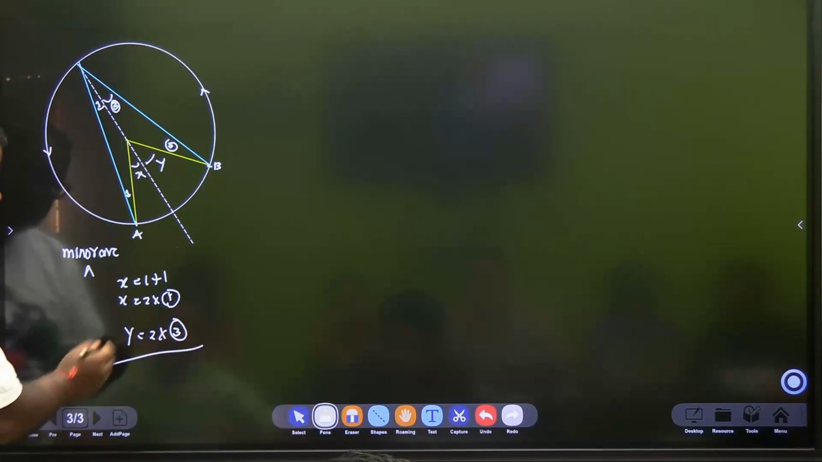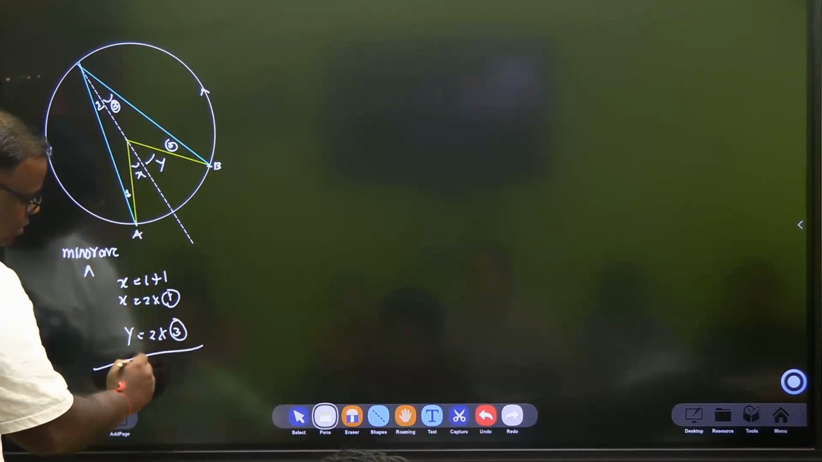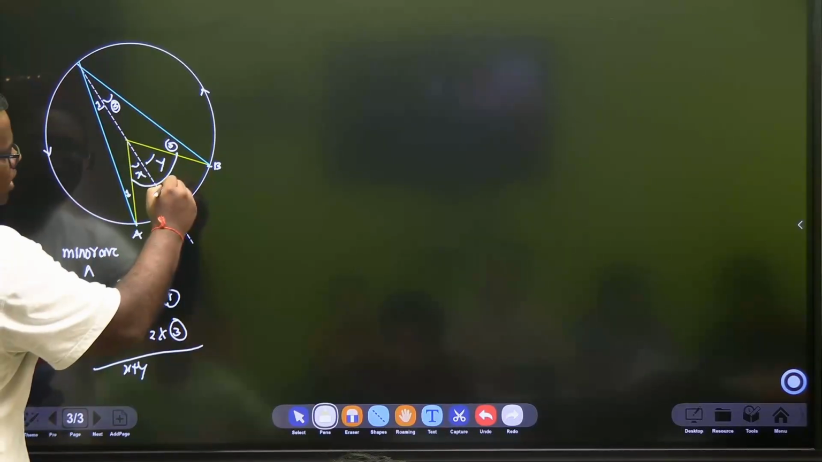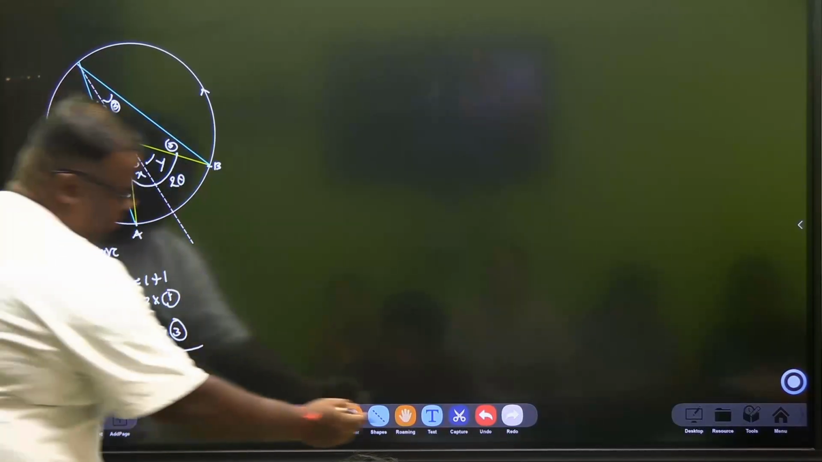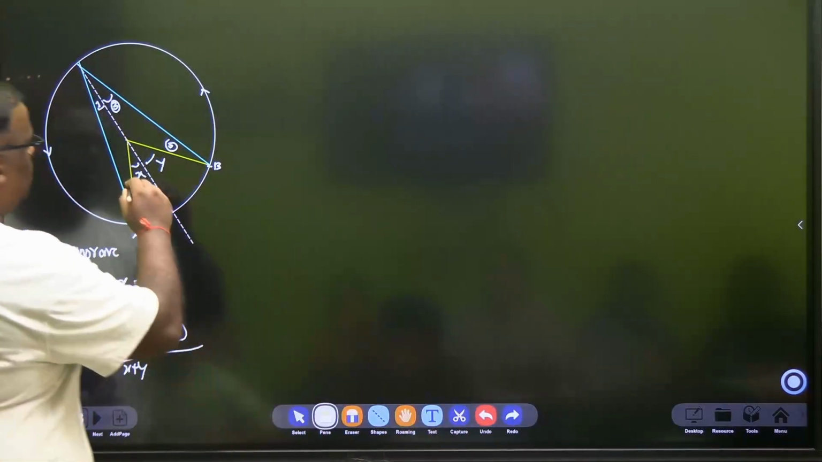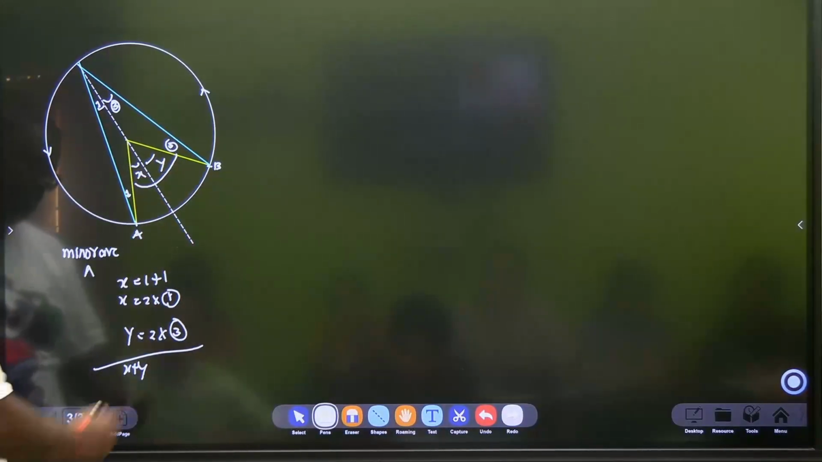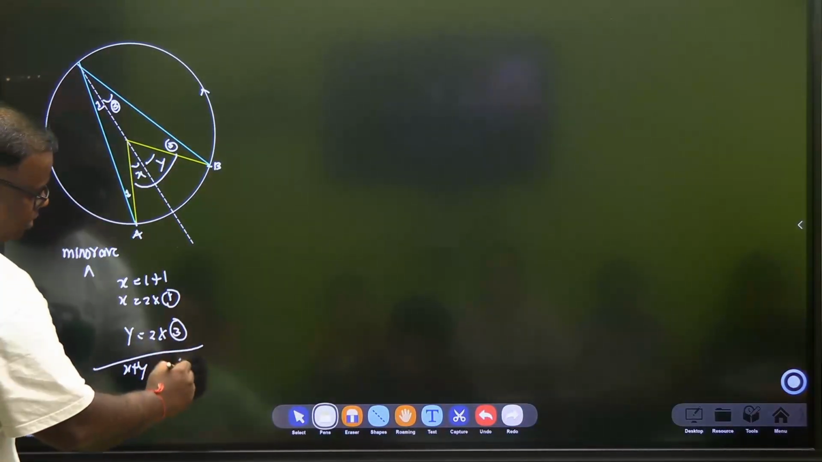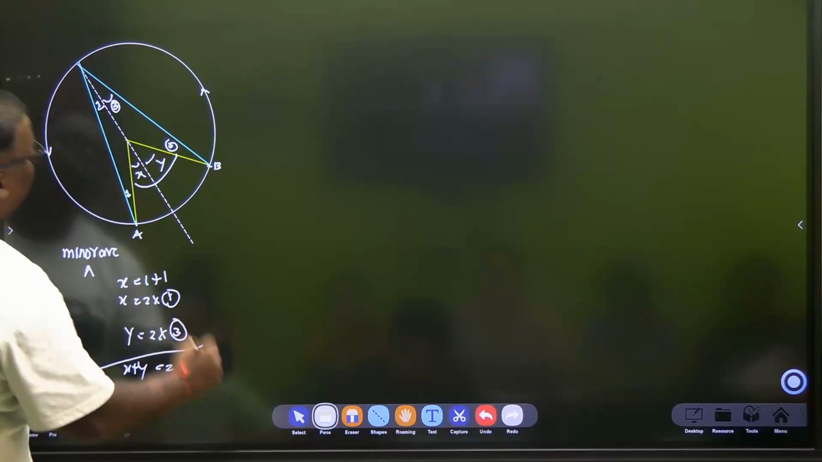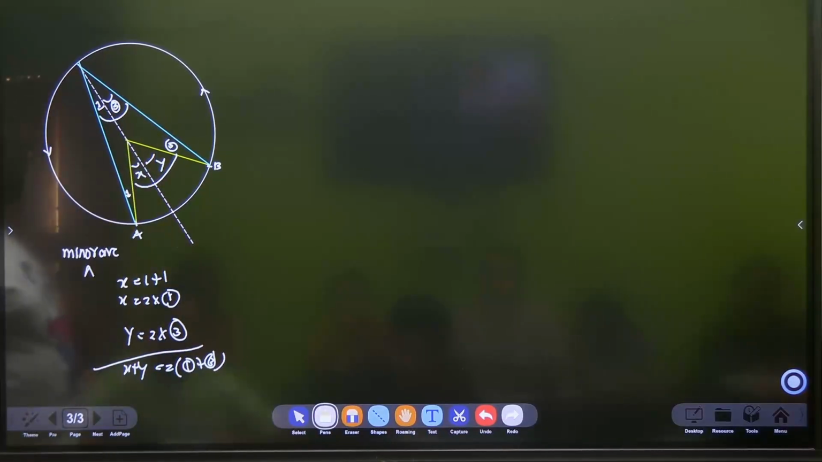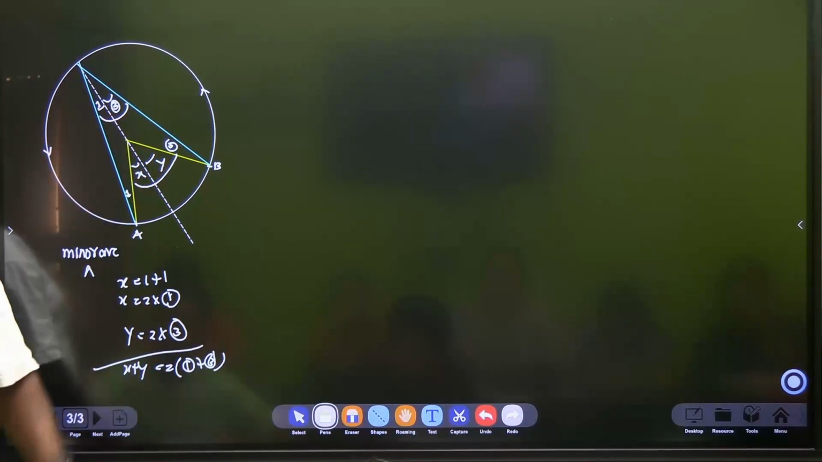दोनों को ऐड करो, x और y को ऐड करो, x plus y. x plus y ऐड किया तो क्या हुआ? यही तो आया 2 theta. मतलब if you actually make it, this angle is equal to 2 times of 1 plus 3. 1 plus 3 बोले तो क्या ये? This angle is 2 times of this angle.